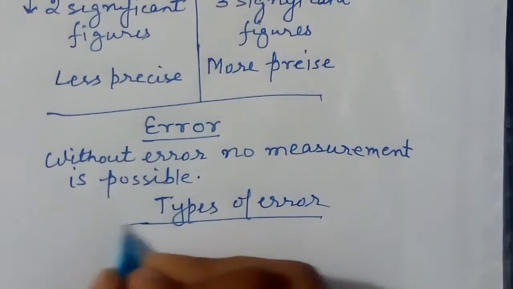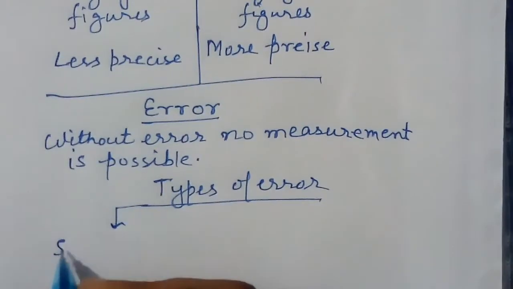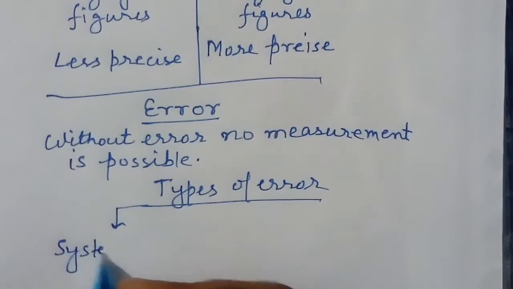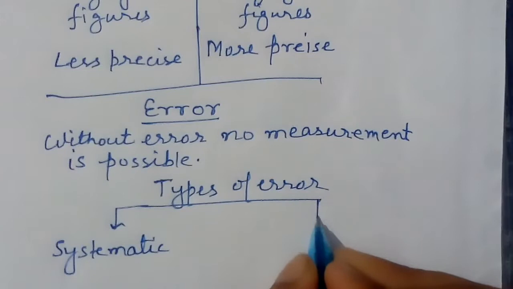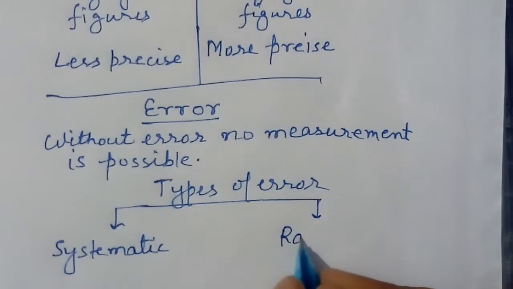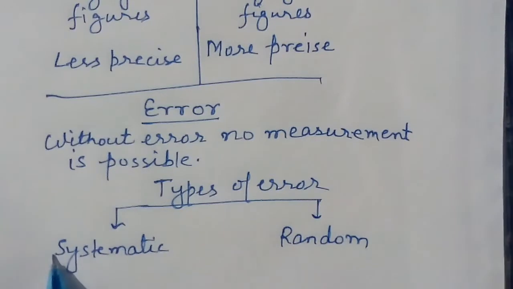We have categorized it into two basic forms. First one is systematic error. And second one is random errors. Okay, so systematic errors, as the term is clear, contains a system.